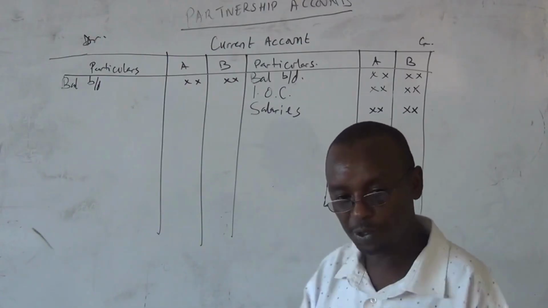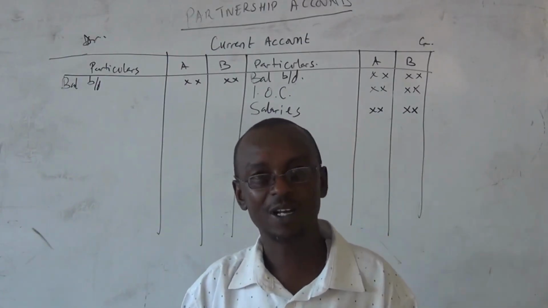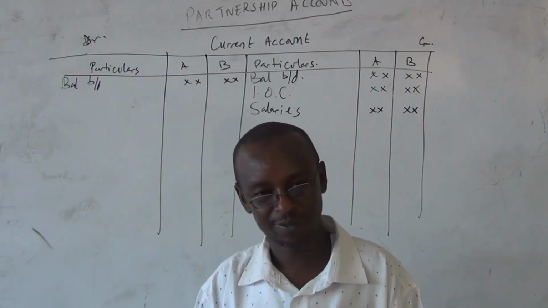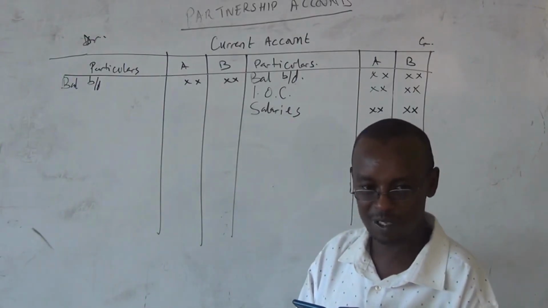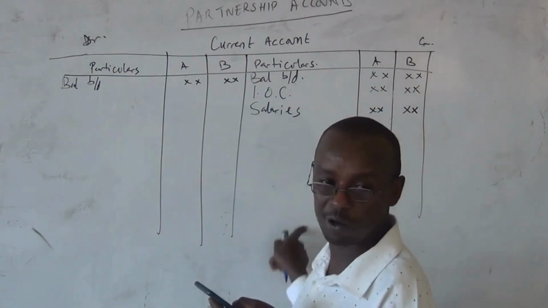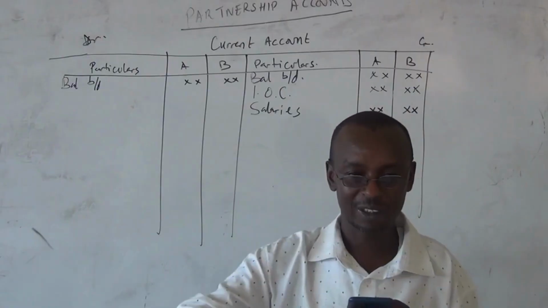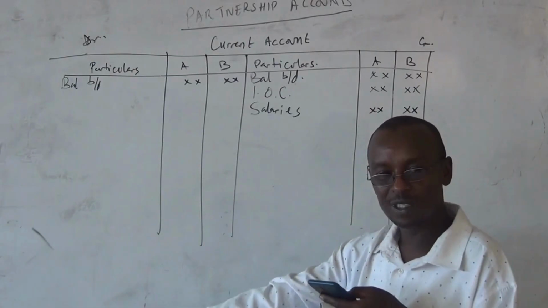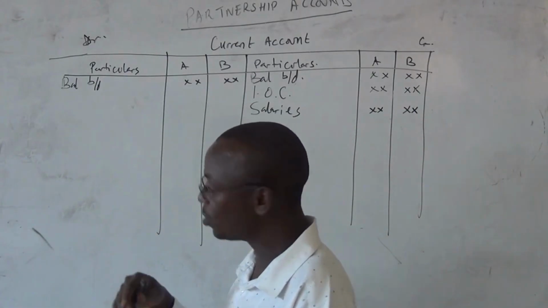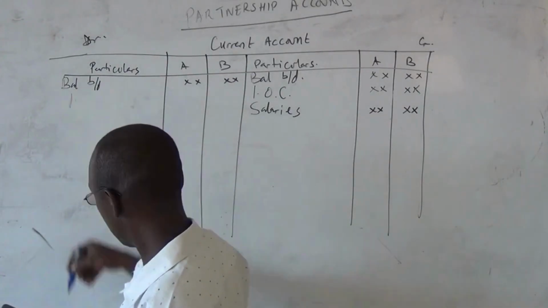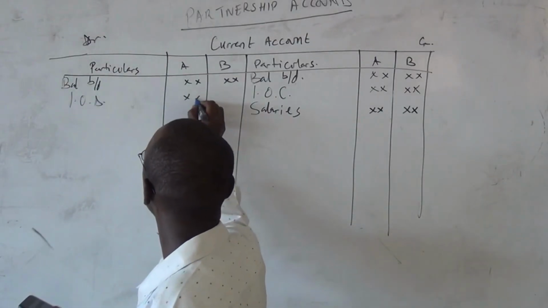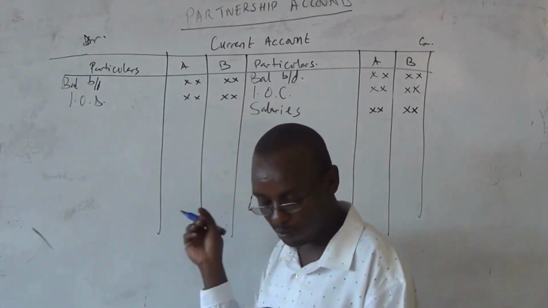Then, for drawings, a partner has drawn some money from the business, so that money will attract interest. That interest is an income to the business, isn't it? Like interest on capital is a loss to the business because you are paying the partners. But interest on drawings is an income because the partners are paying to the business. So the interest on drawings, you put here. Whoever has drawn, if they are both, you put both.